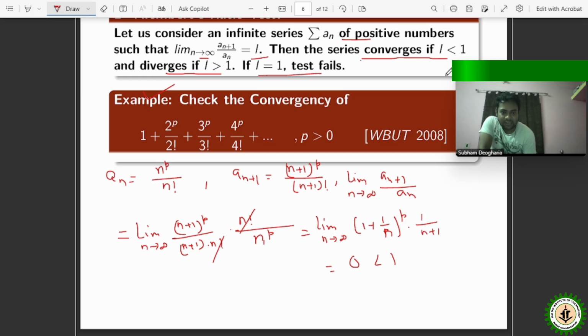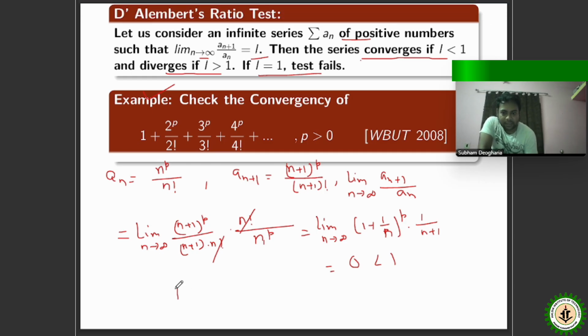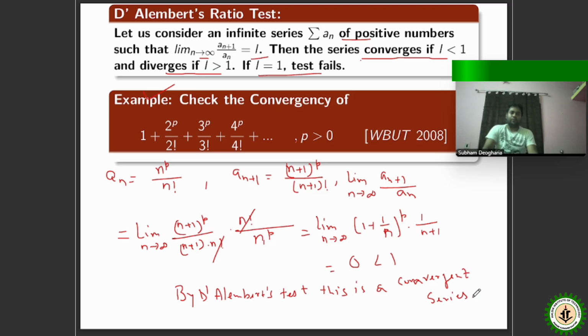So this is, by D'Alembert's test, a convergent series. Yes or no?